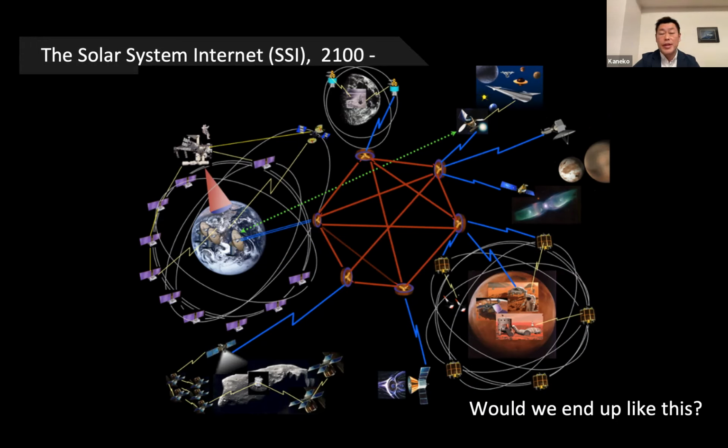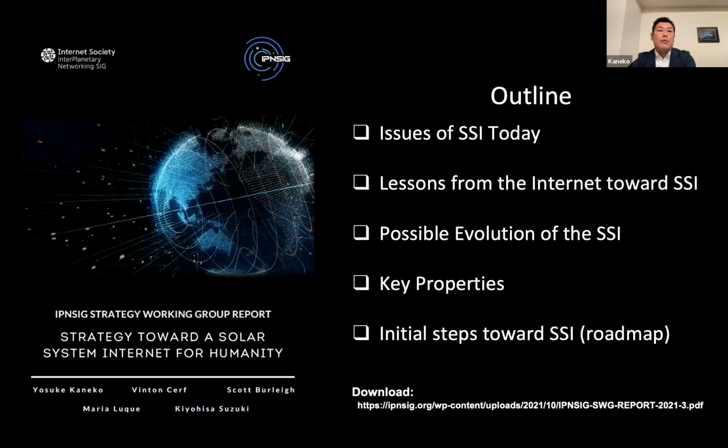This is really not the solar system internet that we might be building, but what IPN-SIG envisions is a common network backbone that enables science and exploration and commercial activities, and could even support our normal daily lives. So the solar system internet is rather like a concept of networking the planets, or networking the things and humans at an interplanetary scale. So that's what we've envisioned on how the SSI network might scale over time.